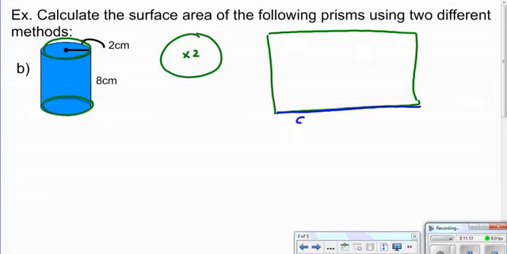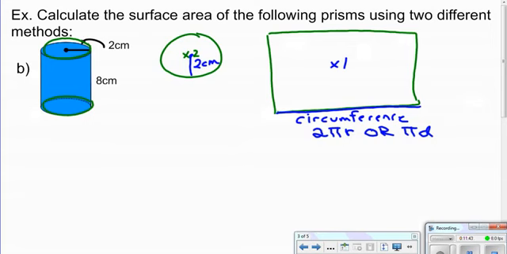This length we said is the same as the circumference of a circle, and the way that we find circumference of a circle is either 2 times pi times radius, or pi times the diameter of the circle, because 2 times the radius is the same as the diameter. And we have just one of these shapes. The important information on our circle that we need to know is the radius, and on this circle the radius is 2 centimeters.